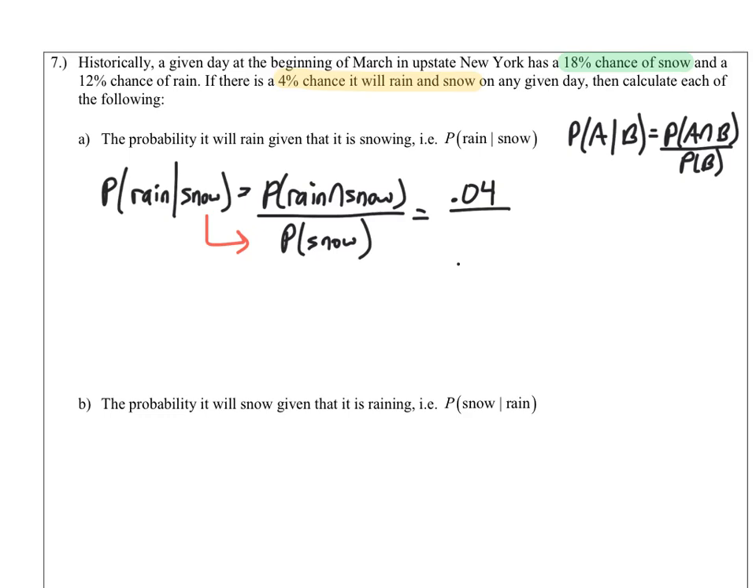So 0.04 divided by 0.18 equals 0.2222 repeating, which can be written as 2/9 or approximately 22%. So again, any of those answers would get full credit. Part B, what is the probability it will snow given that it is raining?